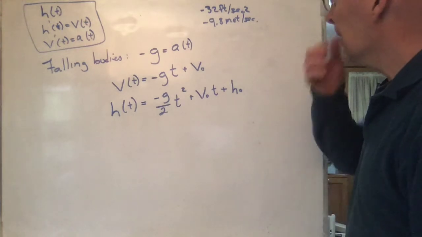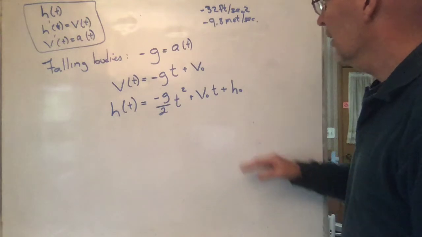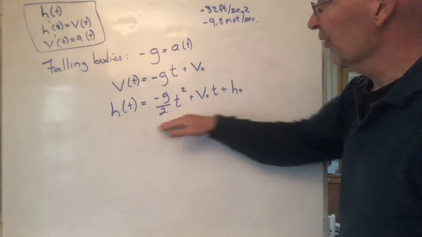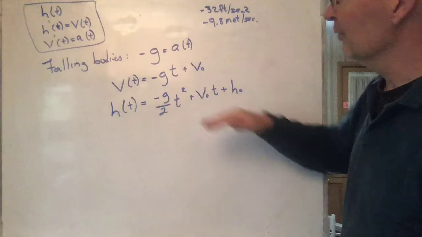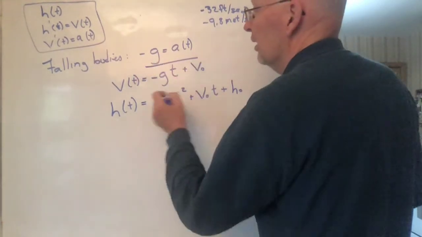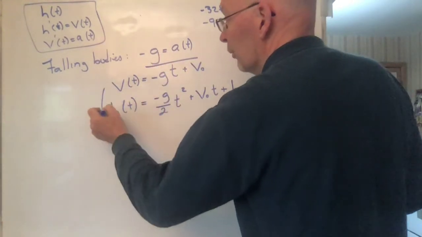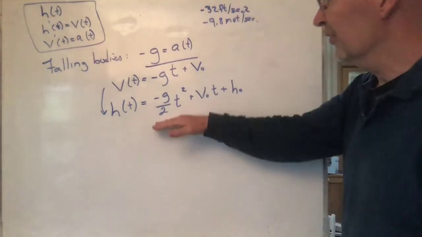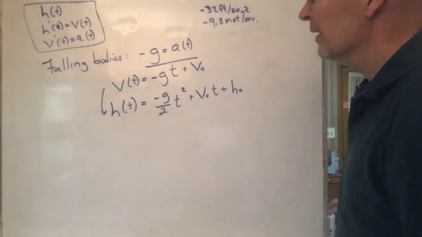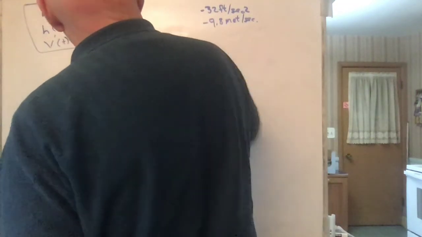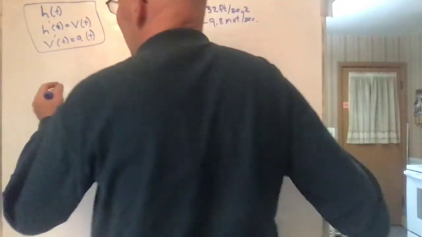So anyway, there's formulas for falling objects, and you start with the acceleration and you work backwards to get the position, or in this case the height. Okay, let's look at another example. We already did a bunch of them along those lines. Here's one I kind of like.